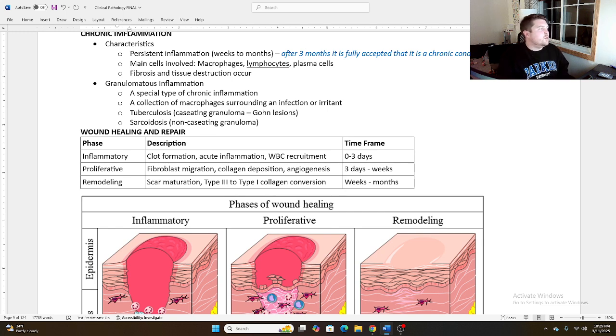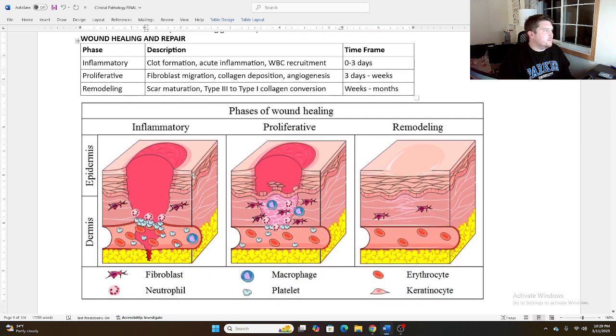Now, when we talk about wound healing and repair, these are just the three basic phases of wound healing. We have our inflammation, then we go into proliferation. We get fibroblasts coming back to the area of the damaged tissue. They deposit collagen. We also get angiogenesis, new blood and everything moving back into the area. And finally, remodeling. That's where we get the scar tissue officially forming.